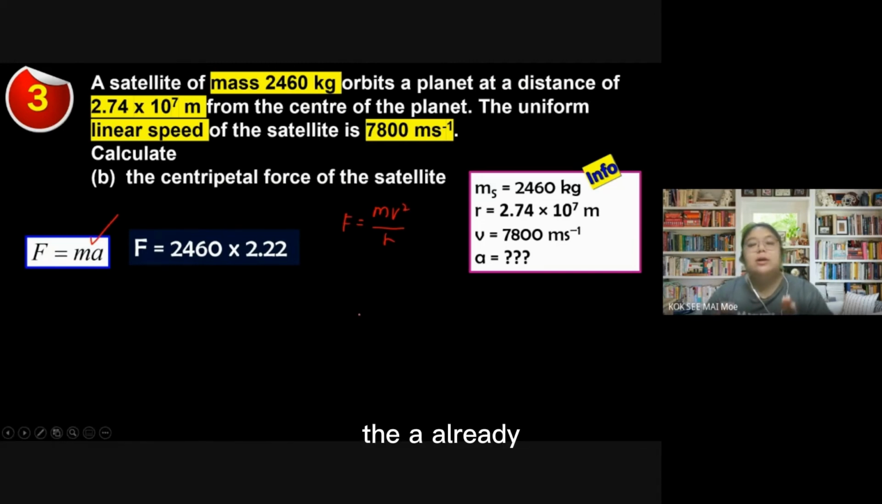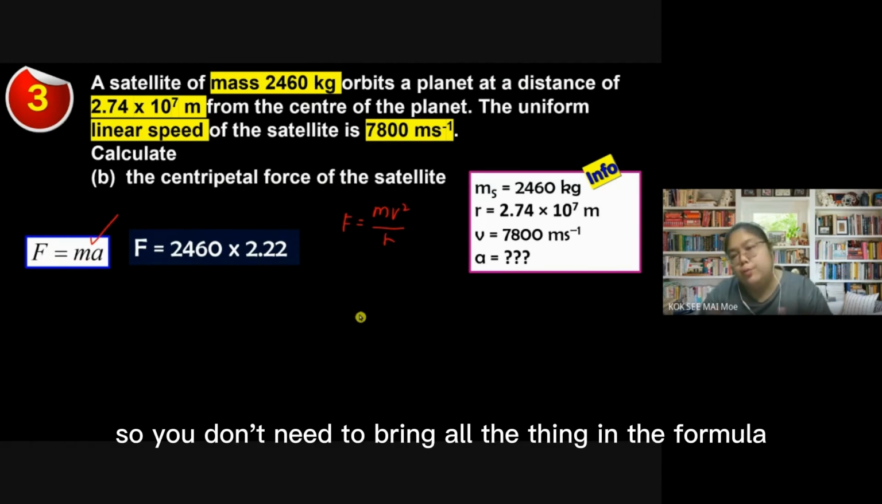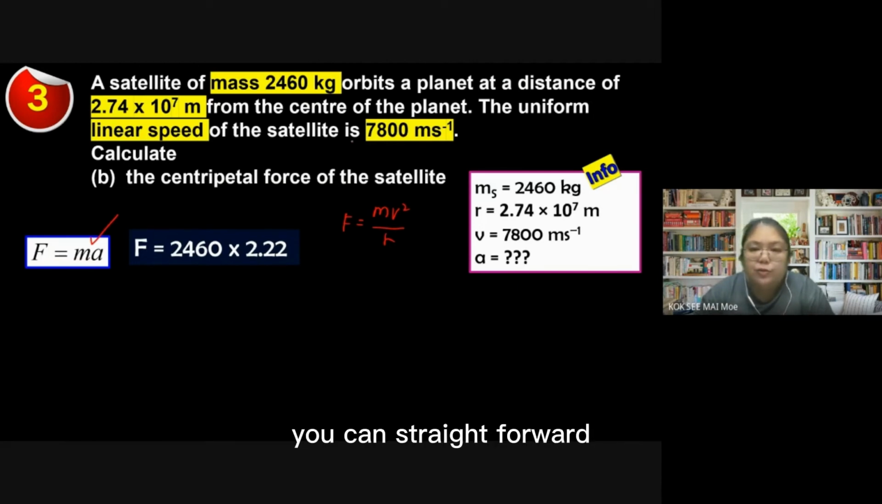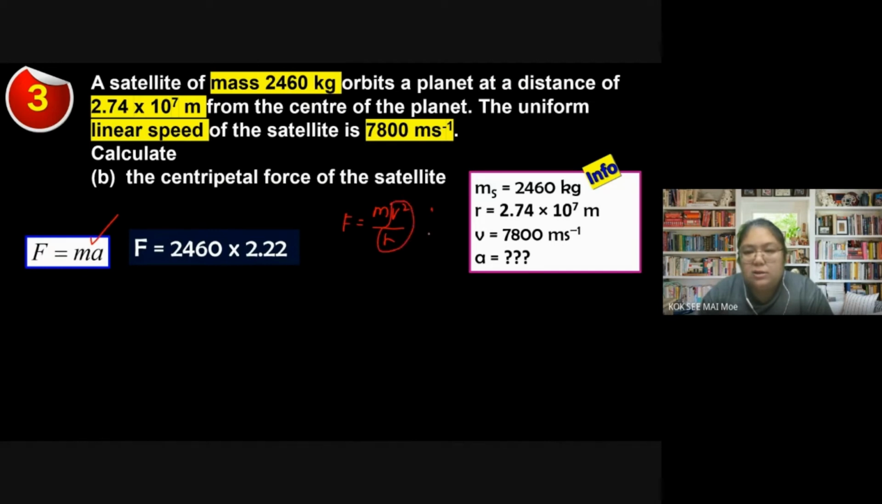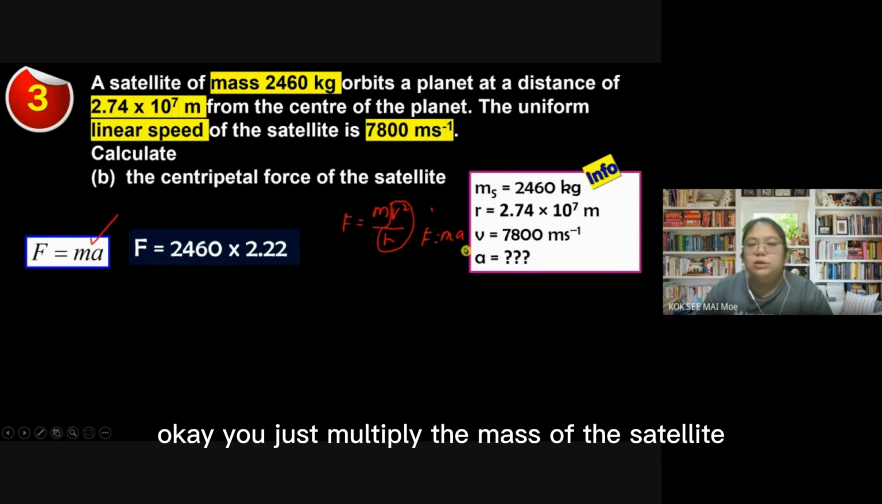This one is a calculation in short form. If they ask you for the A already, you don't need to bring all the things in the formula. You can go straightforward. This whole thing is actually A already. So F equal MA, you just multiply by the mass of the satellite.